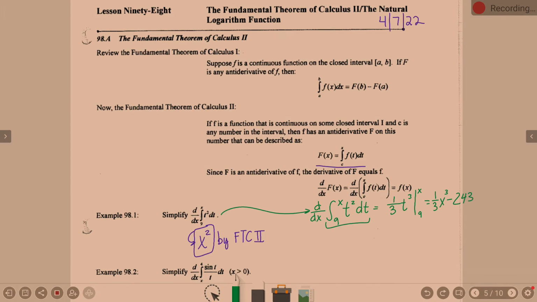Now, okay, this piece right here that we just did was this integral from 9 to x of t squared dt, yes? But now, what haven't we done yet? We haven't taken the derivative of 1/3 x cubed minus 243. In other words, we just worried about the integral part. We never actually took the derivative part. What is the derivative of 1/3 x cubed minus 243? Yeah, derivative of 1/3 x cubed is x squared. Derivative of 243 is 0.